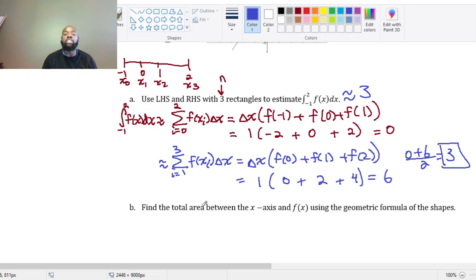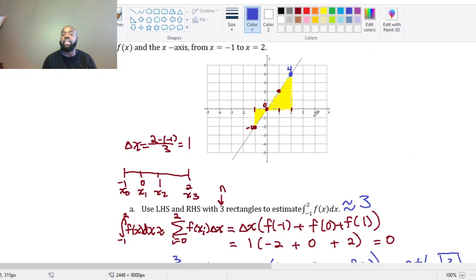Part B says find the total area between the x-axis and f of x using the geometric formulas for the shape. Well, if I look here, this shape right here is a triangle, right? So this is a triangle. The area of the triangle equals 1/2 the base times the height. This shape right here is another triangle, and it's going to be 1/2 the base times the height. The base is always drawn perpendicular from the height. And that looks like 2 bases. That's a height, okay?